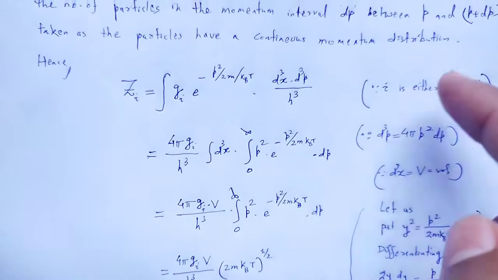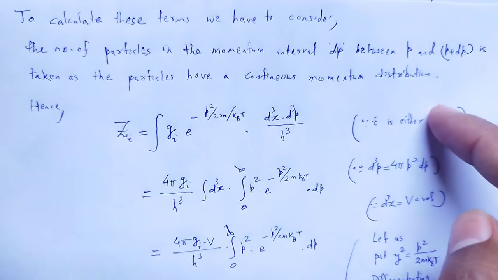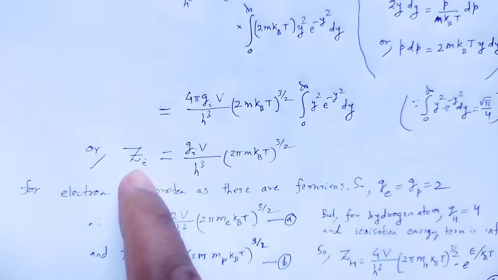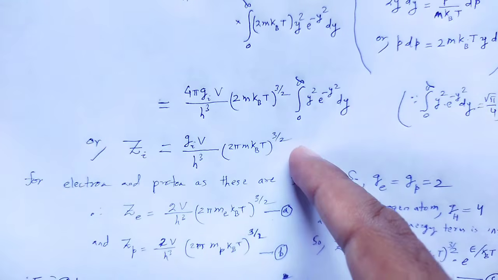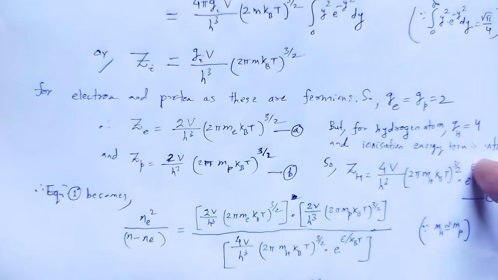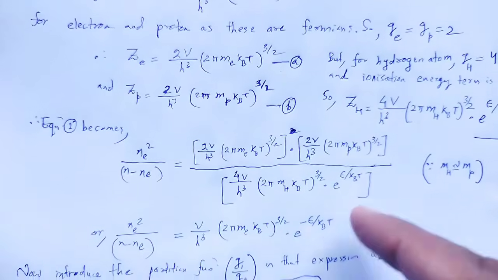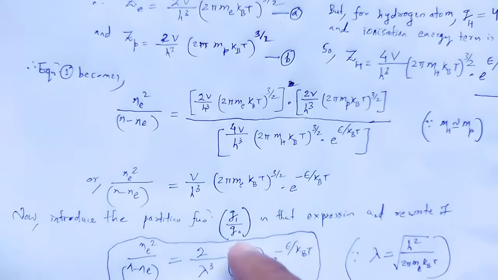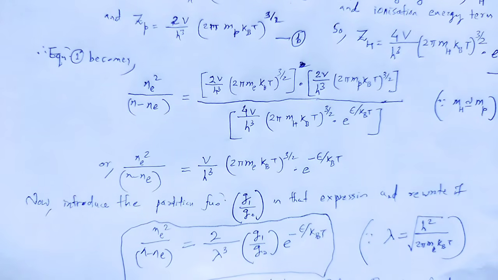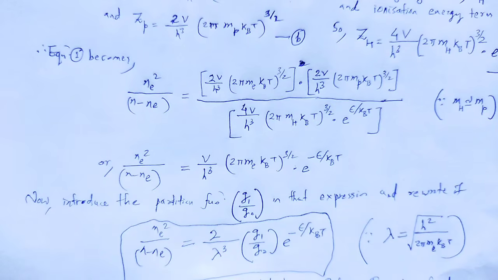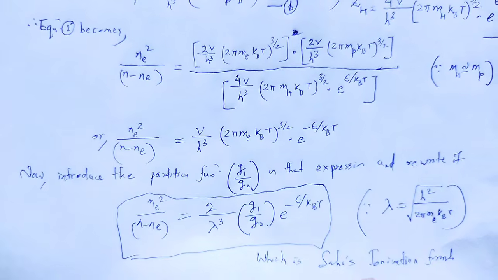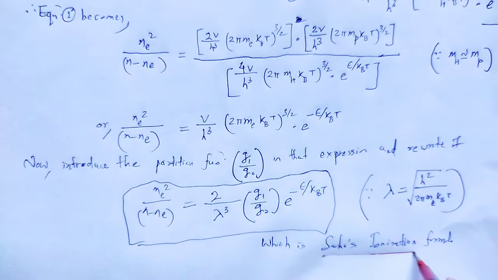For the ith state, taking momentum distribution, we obtain its partition function, and so for electron, proton and hydrogen, the partition functions are defined, and putting in equation number 1, we obtain this equation, and introducing the partition function for two energy level system to achieve the densities of the atoms, the expression which is nothing but Saha's ionization formula.